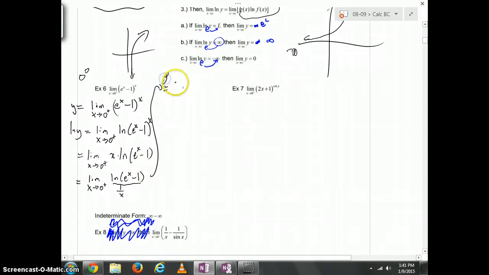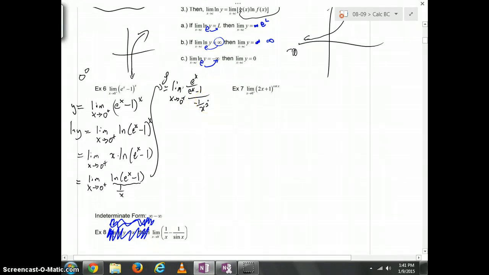We'll get the limit as x approaches 0 from the right. We'll have 1 over e to the x minus 1. The derivative of the inside is e to the x, so tell you what, we might as well just put e to the x all the way up here. Down below, the derivative of 1 over x, we've talked about that before, is negative 1 all over x squared.